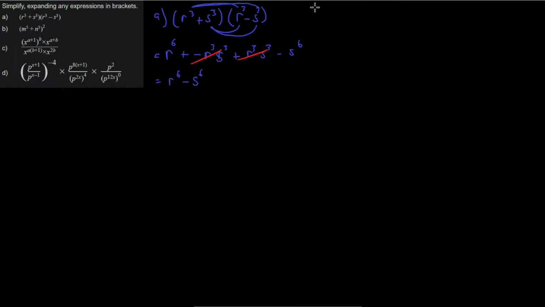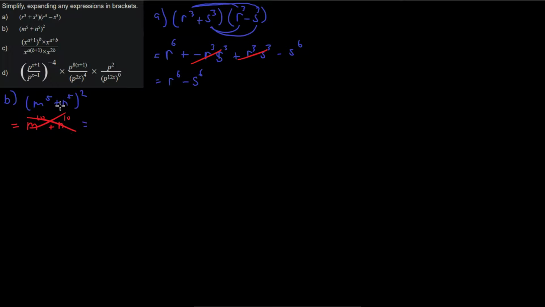That's it for A. Now for B, maybe I'll do it here. We've got m to the 5 plus n to the 5 in brackets squared. Now be careful. I'm going to do this in red. A lot of people, I've seen this a lot of times, they'll just do this: m to the 10 plus n to the 10. There's a reason I've done that in red, because that ain't right. Let's see what we should do.